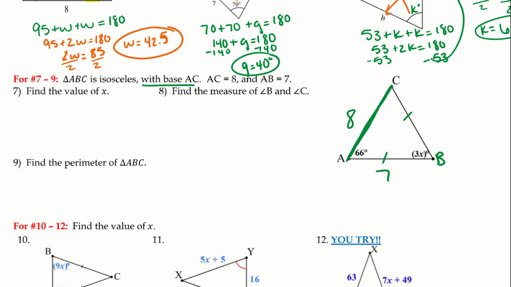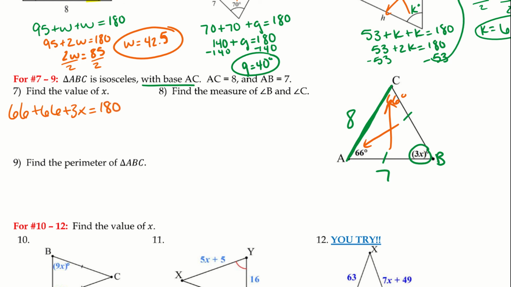Alright, so we want to find the value of x. So we have x here for angle B. So I need to identify what this other angle is. So I'm going to draw my arrows diagonally or across from the two sides that should be congruent. And so that means angle C is also 66 degrees. So I can now use the triangle sum theorem to solve for x. So 66 plus 66 plus 3x equals 180.